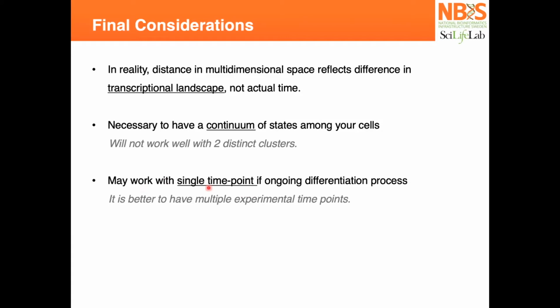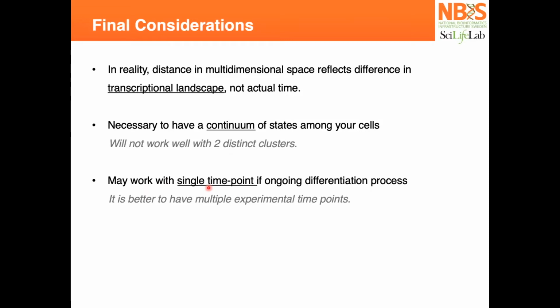You may work with a single time point if you have all the differentiation states. So for example, if you take samples from the bone marrow, most of the intermediate cell states are usually there. So even if you just take one sample, you probably will be able to find trajectories, as well as in some organoids, or in the epithelium cells, they usually have many intermediate cell state types already in the data set. So it is possible to do even with one single sample.